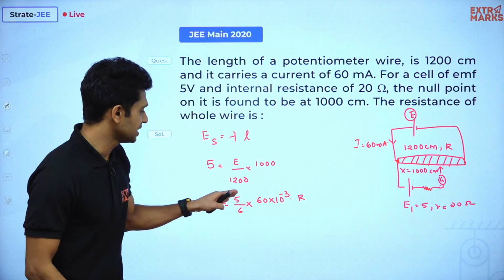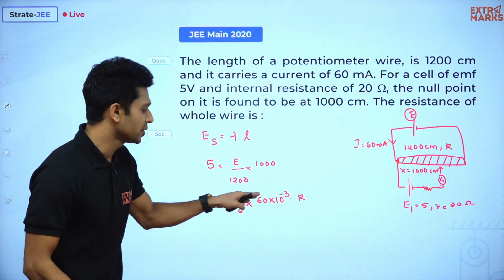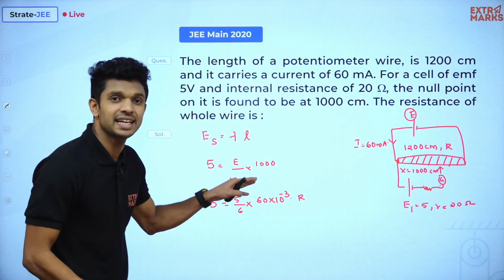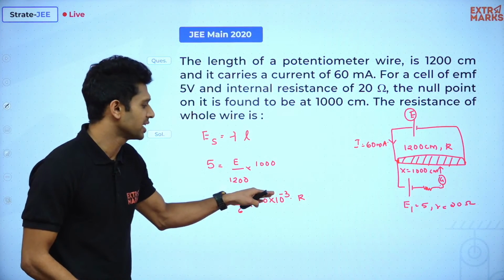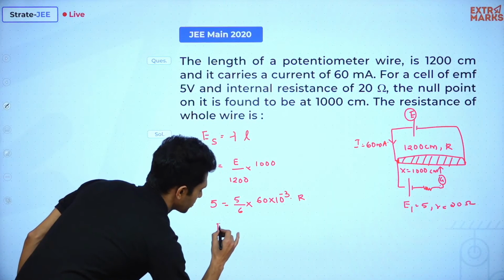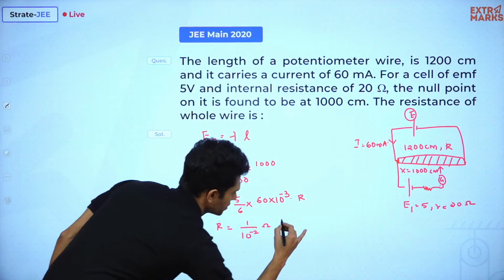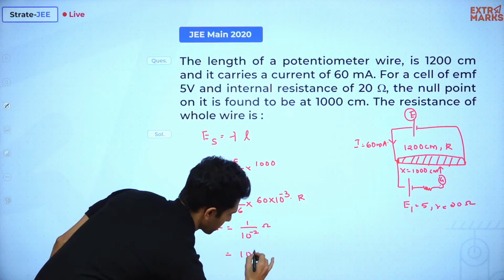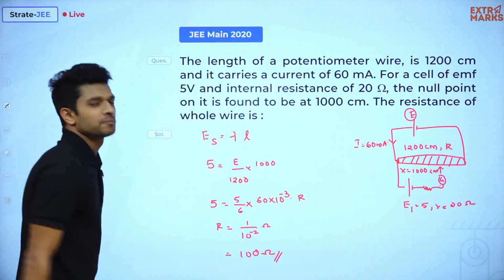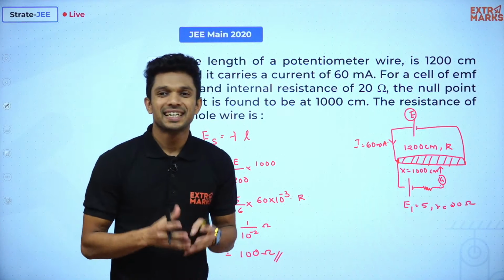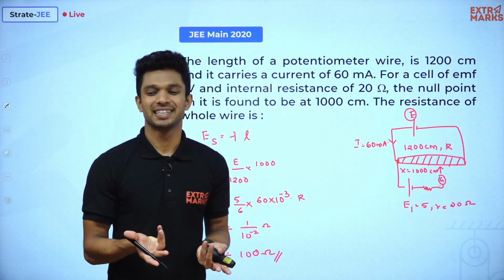Whatever we can cancel, we cancel quickly. 5, 60 divided by 6 is 10. 10 into 10 power minus 3 is 10 power minus 2. So R is equal to 1 divided by 10 power minus 2 ohms, which is equal to 100 ohms. Very simple, right?